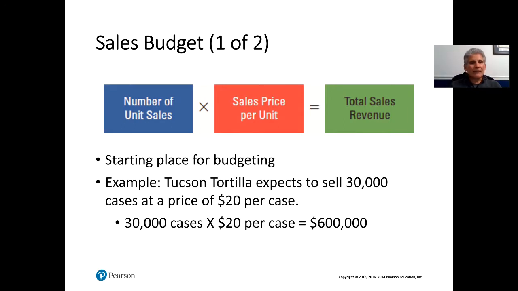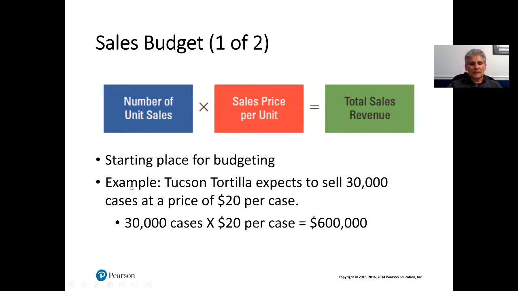But after we have the number of units, we're going to compare that to our projected sales price of those units. With a simple multiplication, we can take the number of units multiplied by the sales price per unit, and that's going to give us the total revenues for the year. So the example we're going to come up with is Tucson Tortilla expects to sell 30,000 cases at a price of $20 per case.